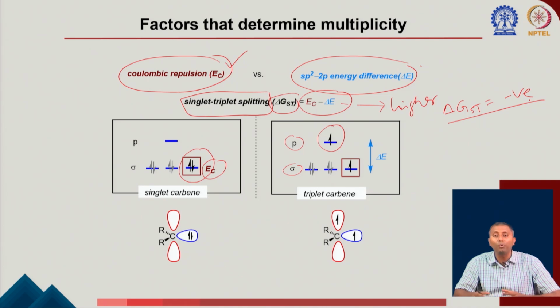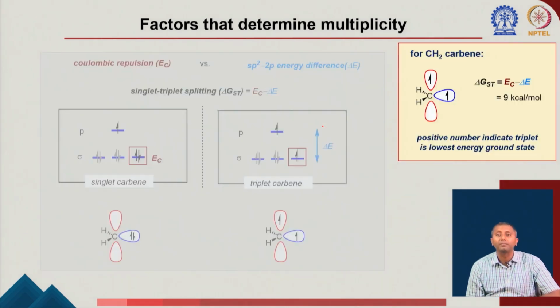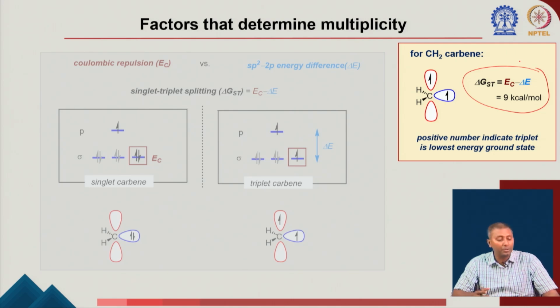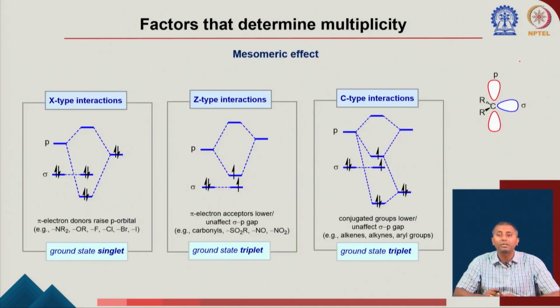So that means once you go from positive values of delta GST towards the negative values, you are going to slowly observe that this is happening because this delta E, that means the gap of sigma and p, is getting increased. As that gets increased, it will slowly convert to a singlet carbene. So you can see here, in case of CH2 the value is 9 kilocalorie. Okay. Now I am going to show you some more examples, where you can see that the values can go even to negative values.